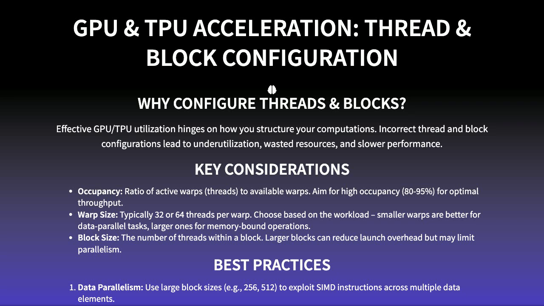We need to consider things like occupancy, which is how many threads are actually doing work at any given time compared to what's available. Warp size, the number of threads grouped together, can also significantly impact performance. Larger blocks generally reduce startup costs, but might not always be ideal for all types of problems. So, we often use large blocks for data parallel tasks where lots of similar calculations need to be done on different pieces of data, and smaller blocks when things are more independent. And remember, experimentation is key. Profiling your code with different configurations will help you find the perfect balance.